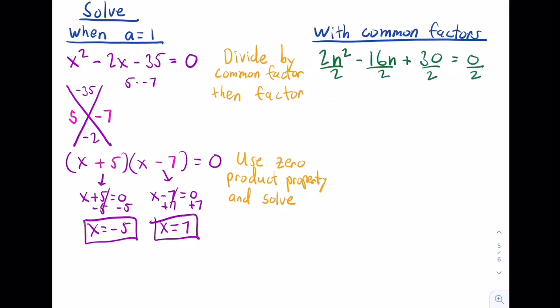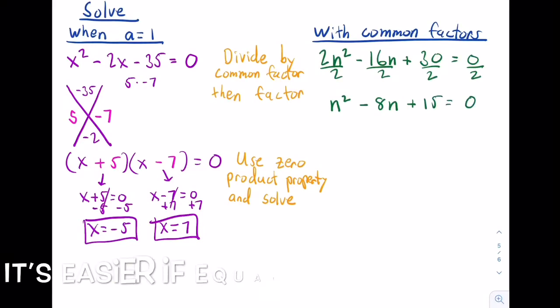So now on the left side, we have n squared. Negative 16 divided by 2 is negative 8, so negative 8n. Positive 30 divided by 2 is 15. And then 0 divided by 2 is 0. So you notice it's very important that the right side is equal to 0, so that when we divide by a common factor 2, the right side is still going to be 0. So it basically simplified it out.